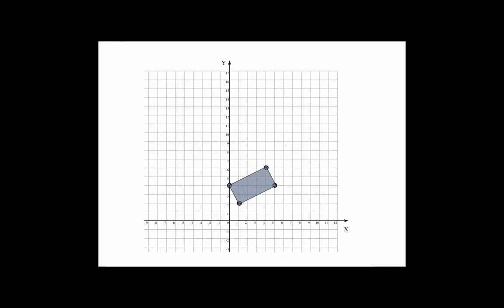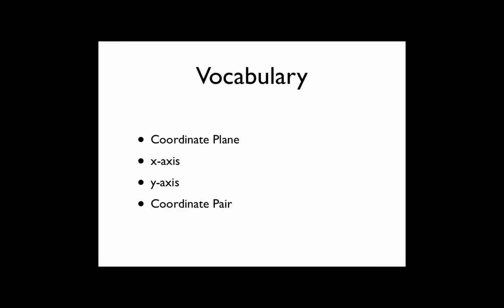This was just a quick introduction of a couple of skills that are going to be used in our Looking for Pythagoras unit. So a couple of the terms that we did see today that you're going to be required to know are the coordinate plane, the x-axis and y-axis, and what we mean by a coordinate pair.